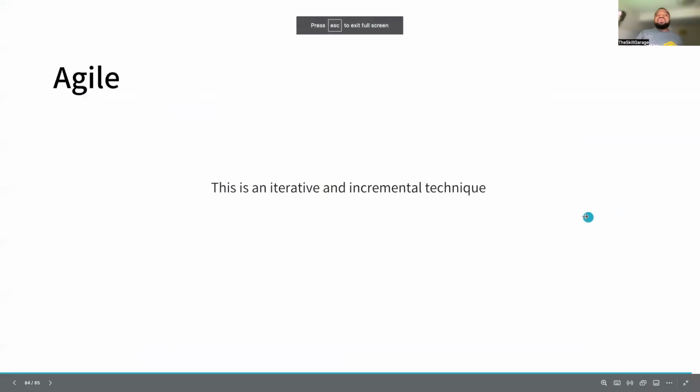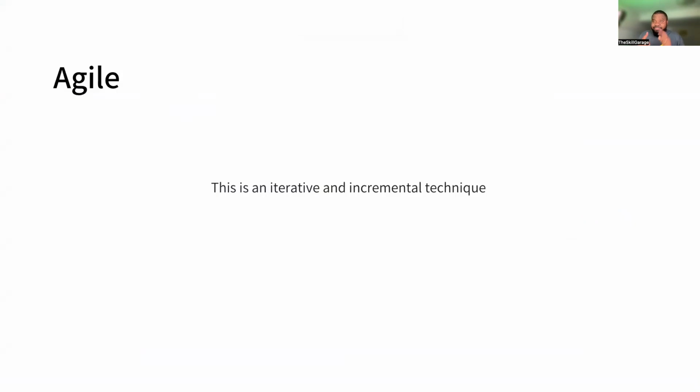So Agile is a different methodology. Agile is an iterative, I will explain that, and incremental technique. So what does that mean? What do you mean by iterative and incremental? Stick with me. I'm going to explain in a bit. So let me go to my pad, and that will be much better for me to explain things.